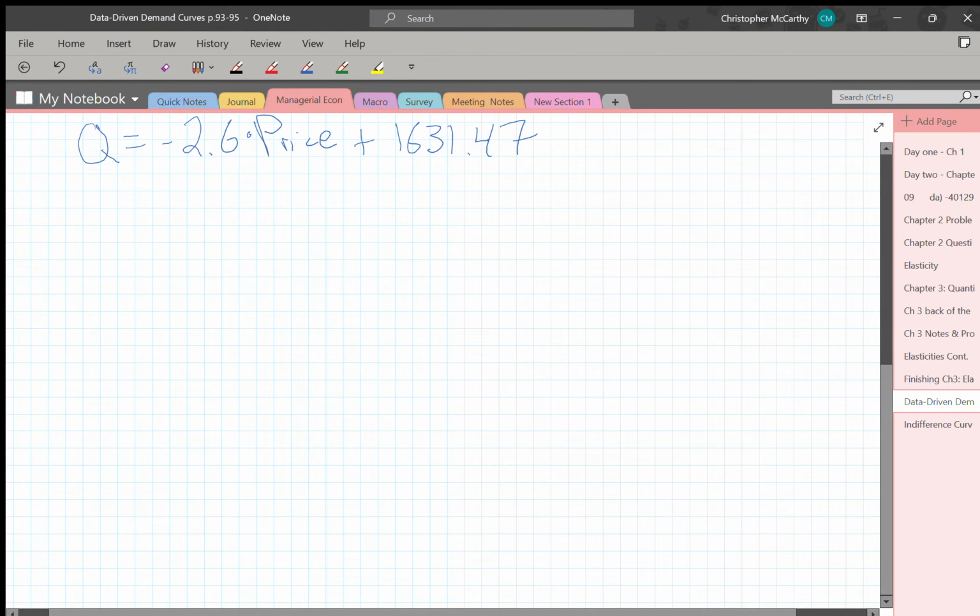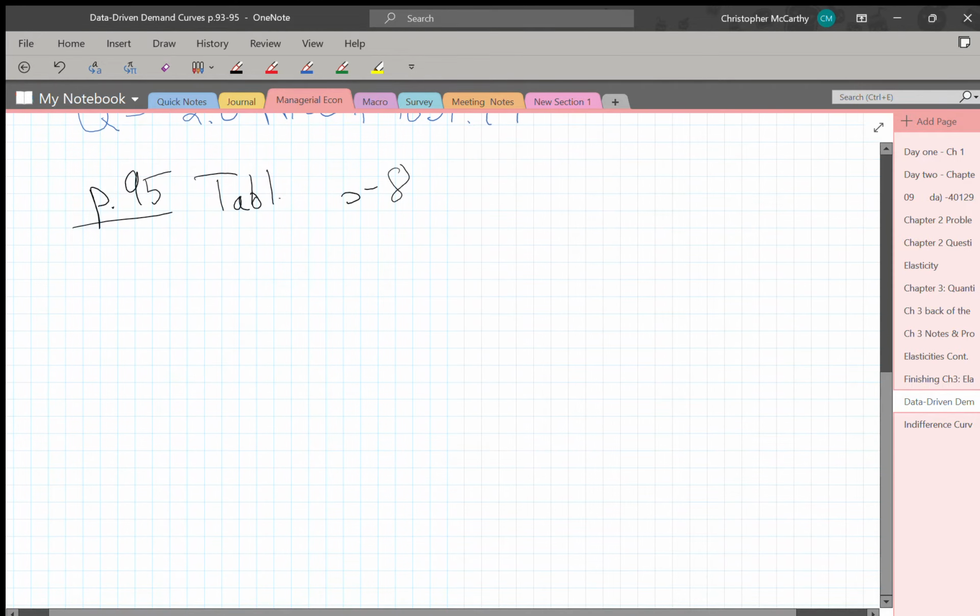So if we go to table 3.8 on page 95, this one has multiple things that it's using to estimate the quantity, right? And of course I can only draw in 3 dimensions because I'm not a wizard, but this looks like this.